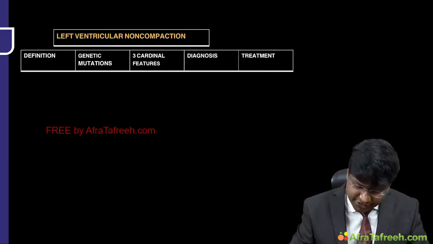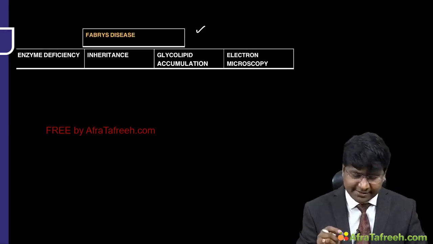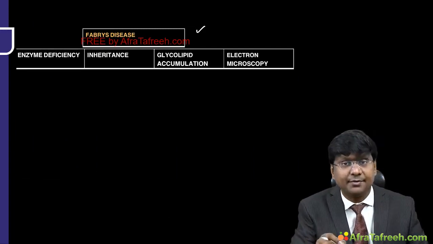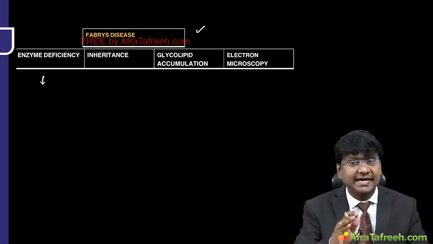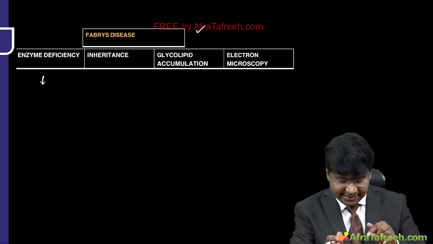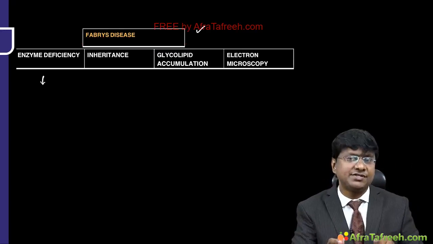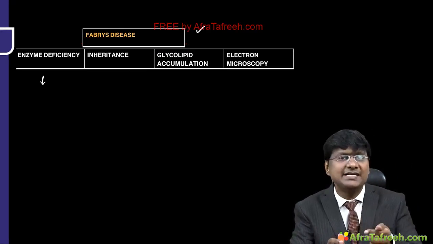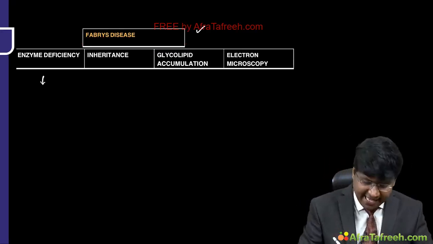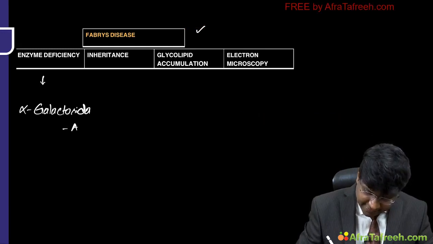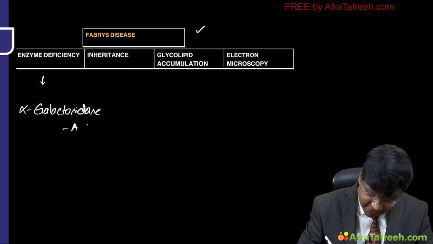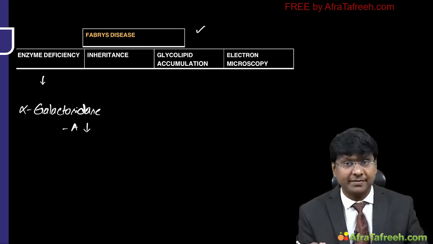Next important storage disorder, right? The next important disorder that can cause dilated cardiomyopathy is Fabry's disease. So Fabry's disease is a storage disorder where there is an enzymatic deficiency causing this disease. Now, what is that enzyme which is being deficient? That is alpha galactosidase A deficiency. Alpha galactosidase A deficiency will be responsible for the development of Fabry's.